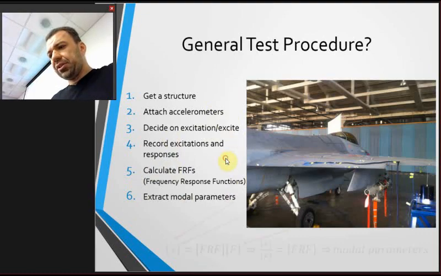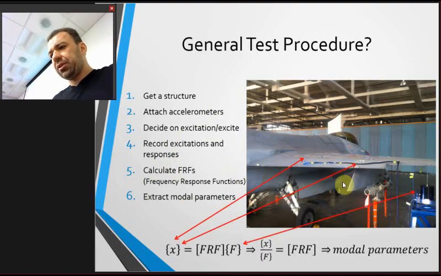Now, the example goes here. So we have this plane here. Our excitation comes from the shaker on the wing. We also connect several accelerometers on the wing. We excite the structure. We record the responses. We divide one by the other, and we get the frequency response function. From this, we can extract all of the rest.